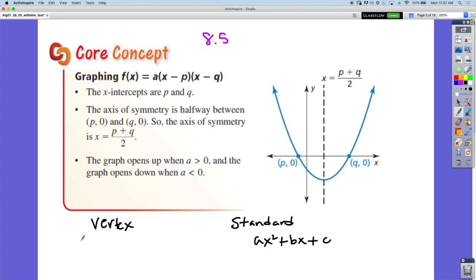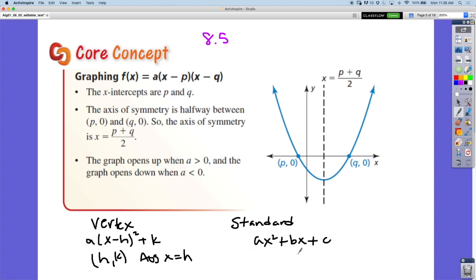Okay, we just covered vertex form. What's vertex form? a parentheses x minus h, parentheses squared, plus k. Good. And each one has its positives and its negatives. Very positive with vertex form: you know what the axis of symmetry is, and even the vertex, which is h and k. Axis of symmetry is x equals h.